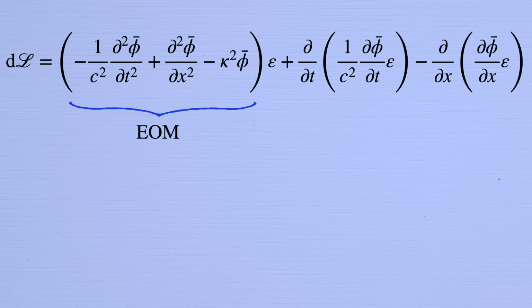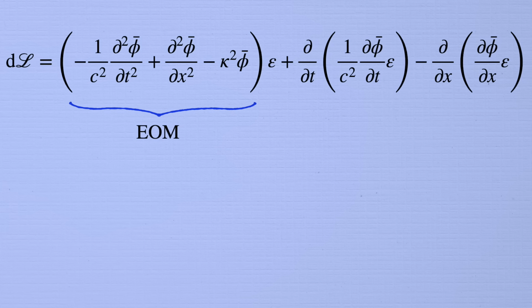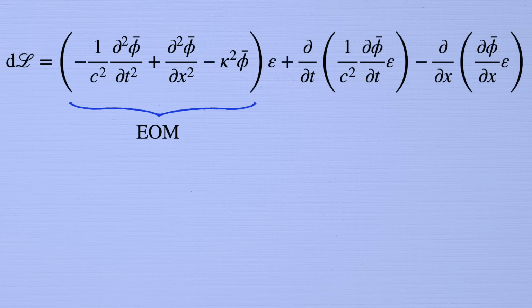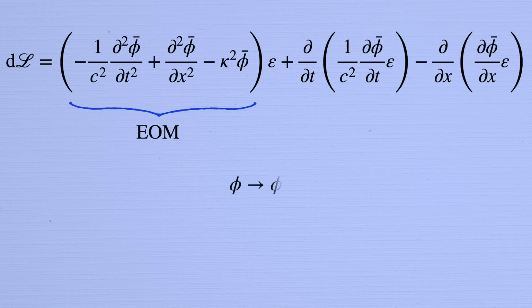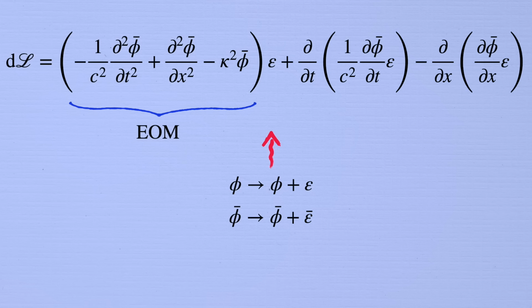of least action. The only difference was that in that case, we required epsilon to vanish at the boundaries of the action integral. But our identity here for dL holds for any transformation phi goes to phi plus epsilon. And of course, phi bar will also transform as well in general, by phi bar goes to phi bar plus epsilon bar. That works out in a totally analogous way.